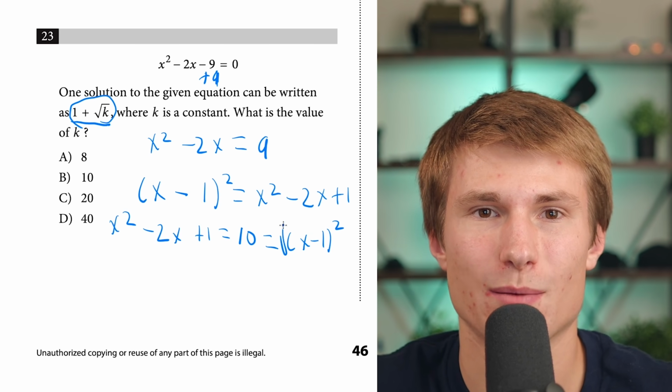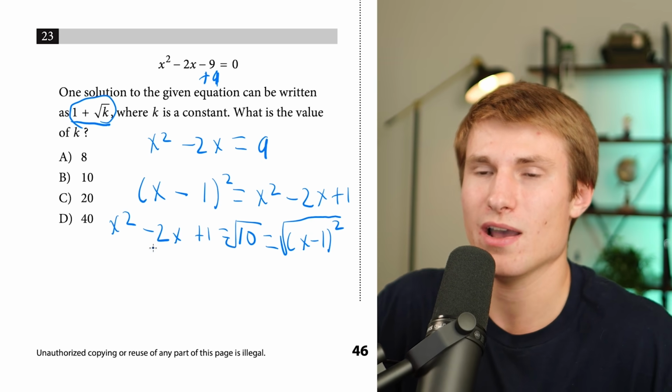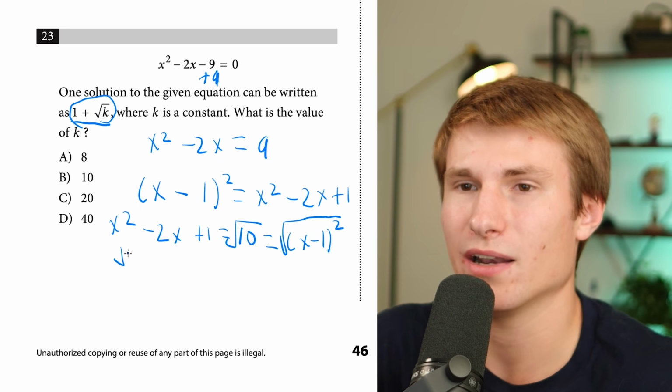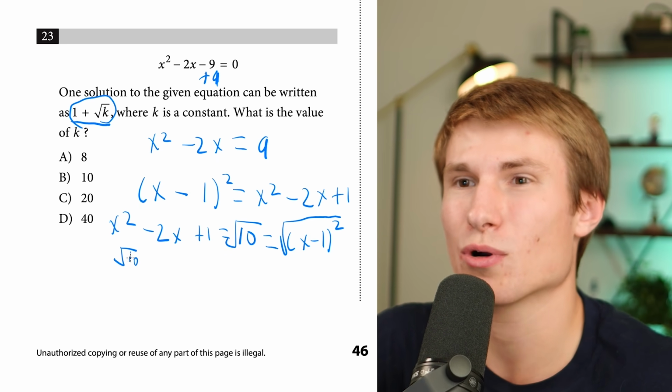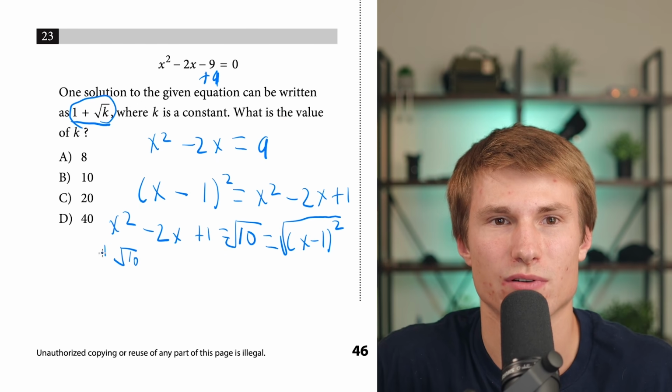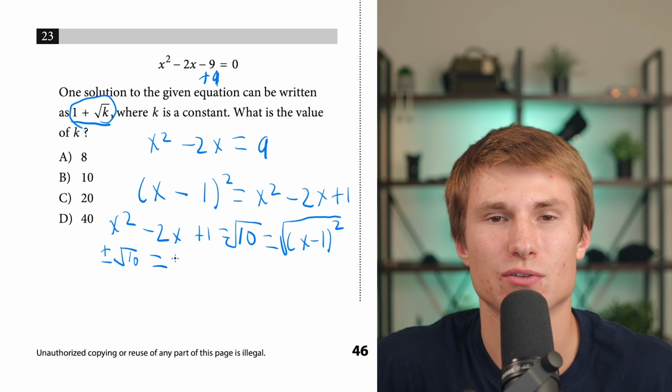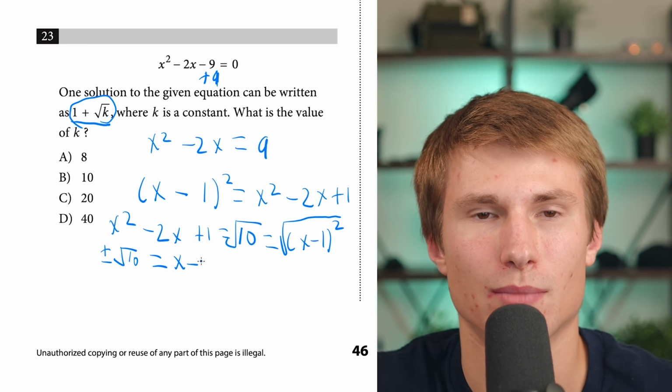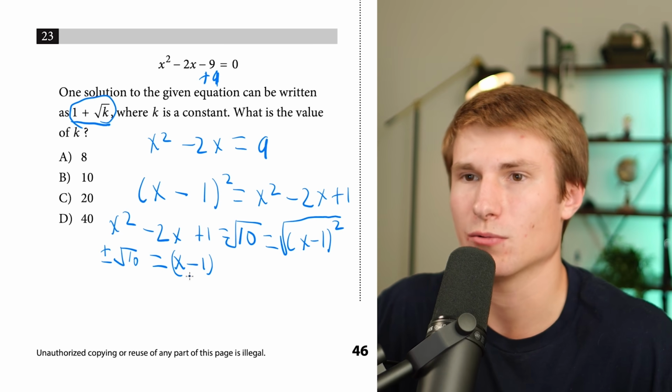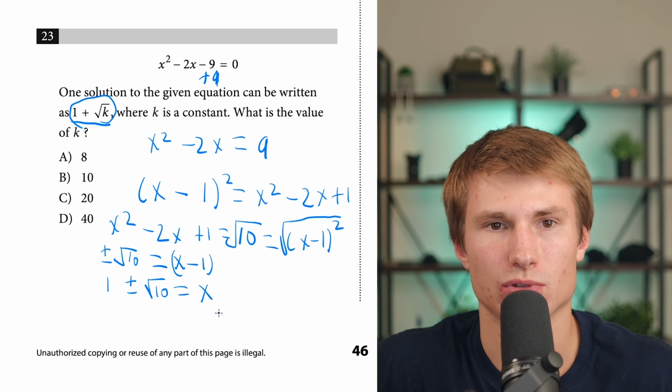Because from here, I'm going to go ahead and take the square root of both sides. And now I have root 10. Keep in mind that root 10 is plus or minus, because we are taking the square root of it. So it'll be plus or minus root 10. It's going to equal our x minus 1. Now from here, we add 1 to both sides. We get 1 plus or minus root 10 is equal to x.